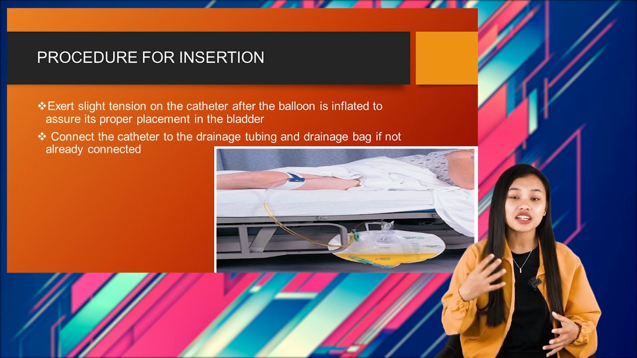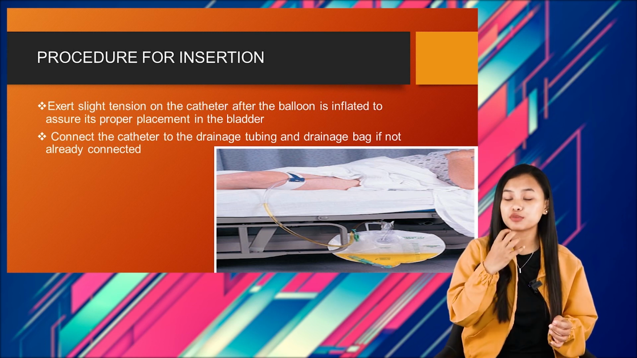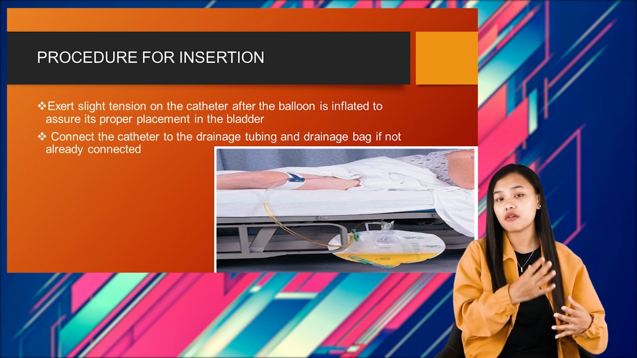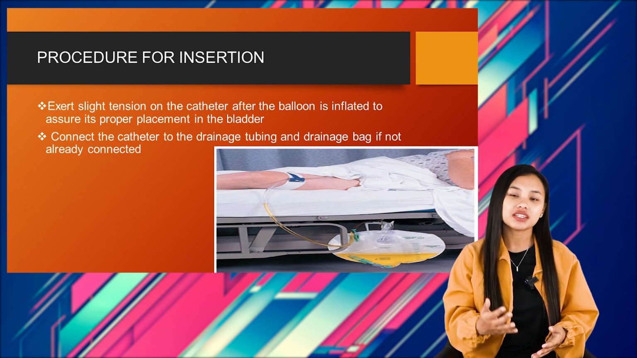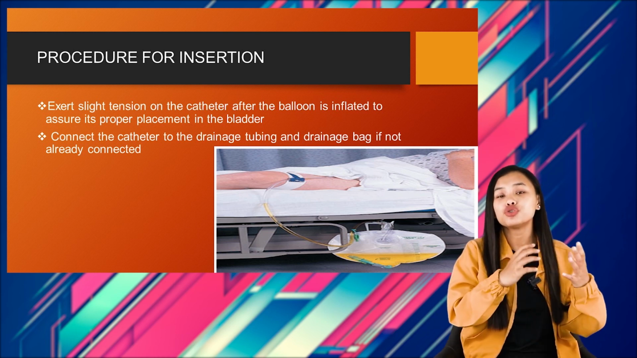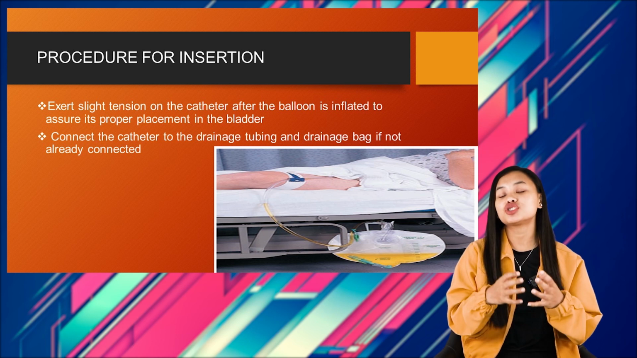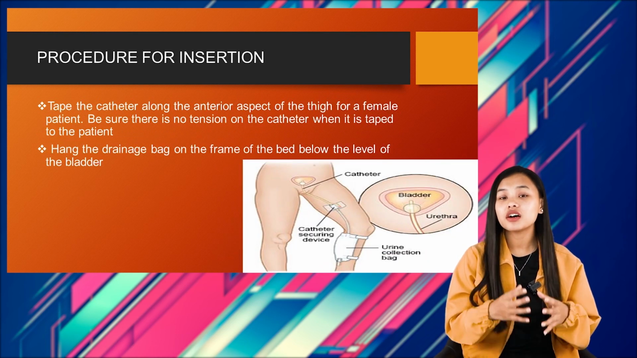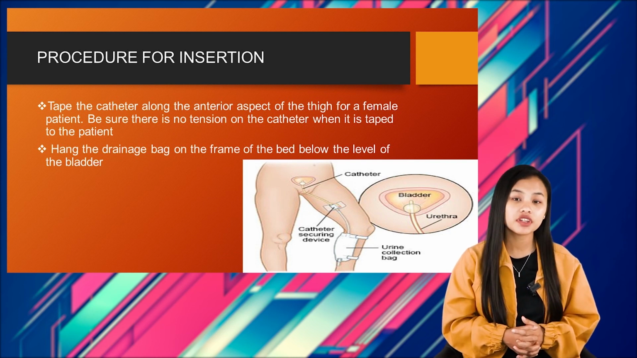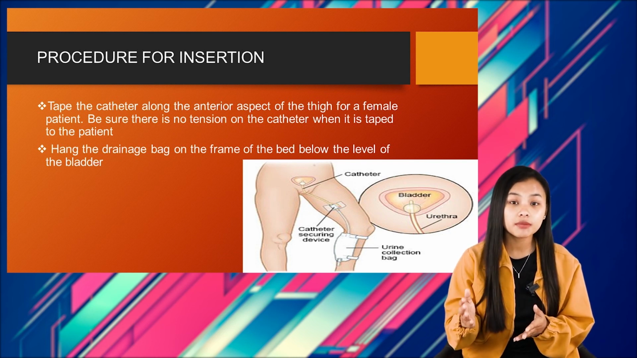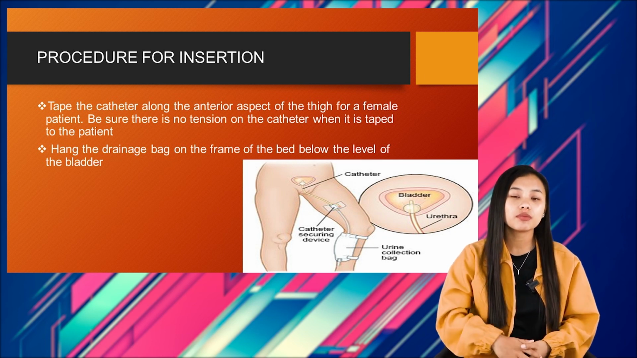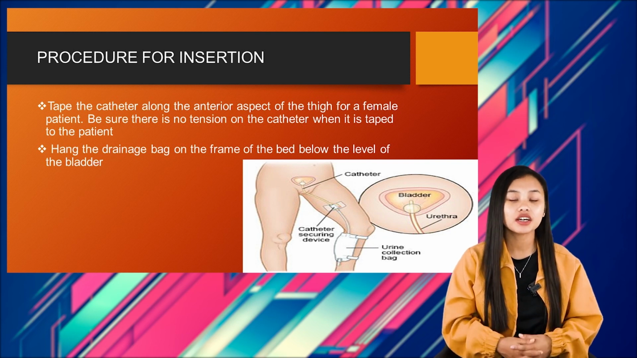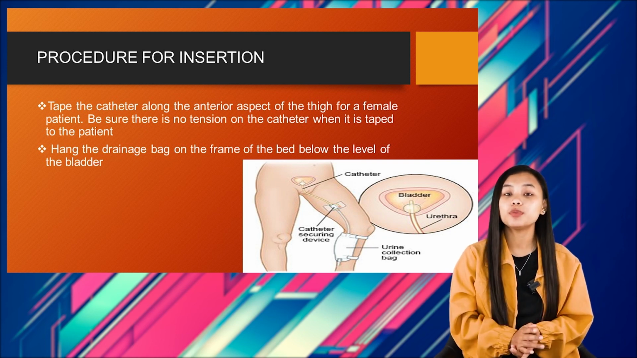So once the catheter has been inserted, once the balloon has been inflated, and if the patient is not having any complaints of discomfort or pain, then we can start connecting the catheter to the drainage tubing as well as to the drainage bag. And once this is done, we must tape the catheter along the anterior aspect of the thigh if it is for a female. Also while doing this, we must make sure that there is no tension on the catheter when it is taped to the patient.